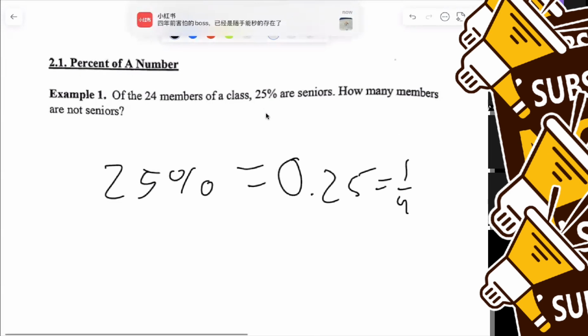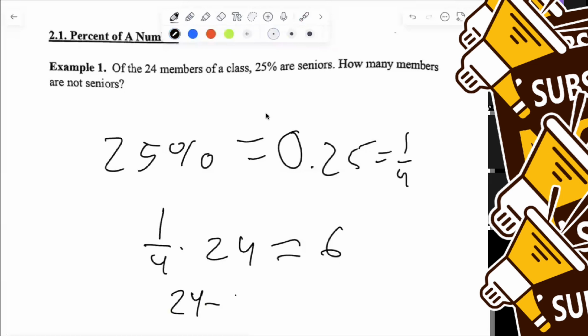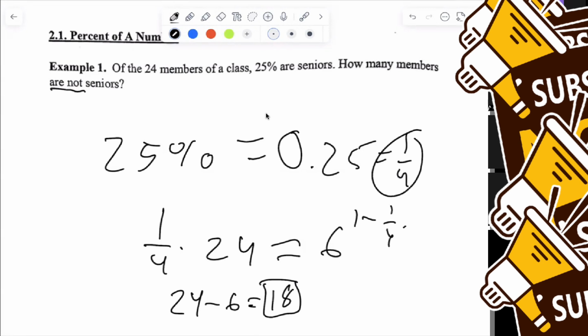Now, 1/4 of 24 is equal to 6. Then 24 minus 6 is equal to 18, because we want to find out how many are not seniors. So the answer is 18. Another way you can do it is subtract this from 1. It gives the remaining population of 3/4 times 24, or 18, as our answer. It gives us the same.